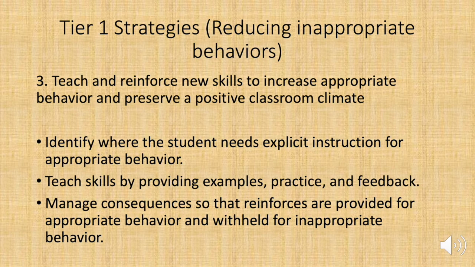According to an educationworld.com publishing, another Tier 1 strategy to reduce inappropriate behaviors would be to teach and reinforce new skills to increase appropriate behavior and preserve a positive classroom climate. To do this, you would identify where the student needs explicit instruction for appropriate behavior, teach skills by providing examples, practice, and feedback, and manage consequences so that reinforcers are provided for appropriate behavior and withheld for inappropriate behavior.